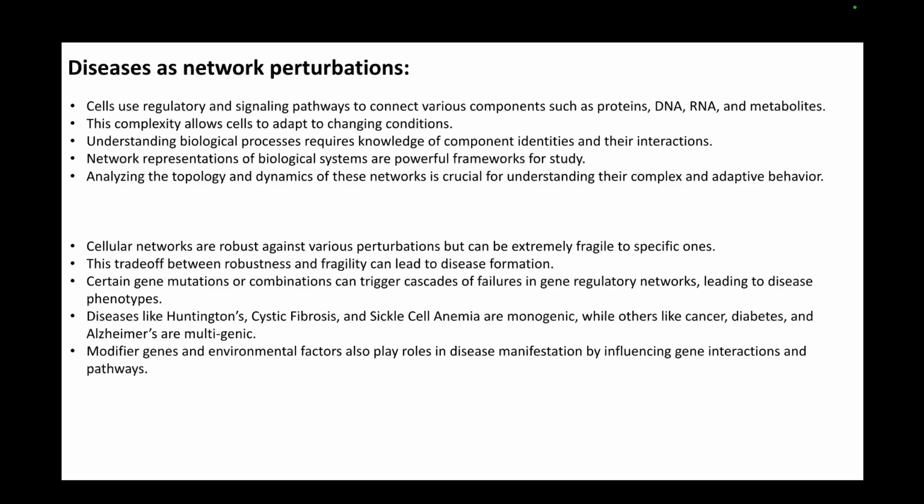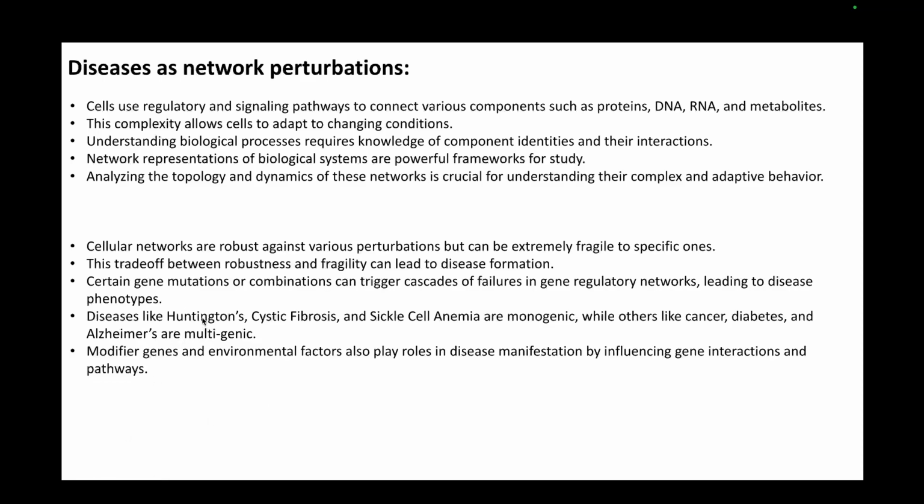In general, cellular networks are robust against various perturbations, but they can be extremely fragile to specific ones. A good example would be sickle cell anemia, a single point mutation giving a completely different phenotype, which is not exactly lethal, but it's close to lethal. This trade-off between robustness and fragility can lead to disease formation. Certain gene mutations or combinations can trigger cascades of failures in gene regulatory networks, which can lead to disease phenotypes.